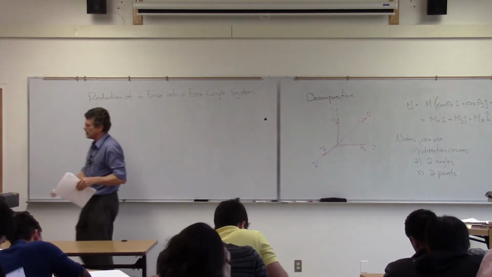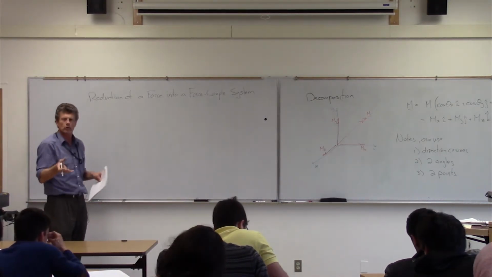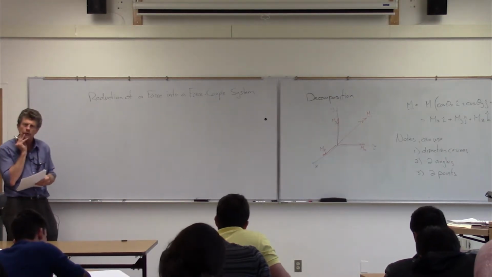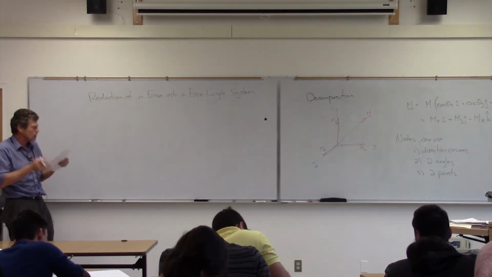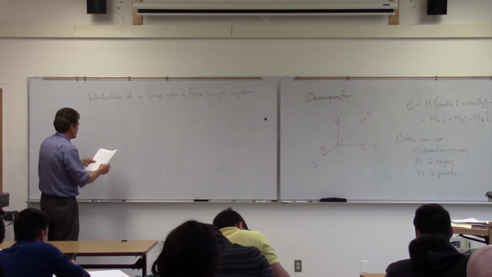Okay, so where we're going with this seems kind of funny. It doesn't seem like a reduction. We're going to take a force and we're going to create two things out of it. So we're going to take a force and we're going to create a force couple system. But again, this is showing us how we can basically put it together, and this is leading us towards our equilibrium.